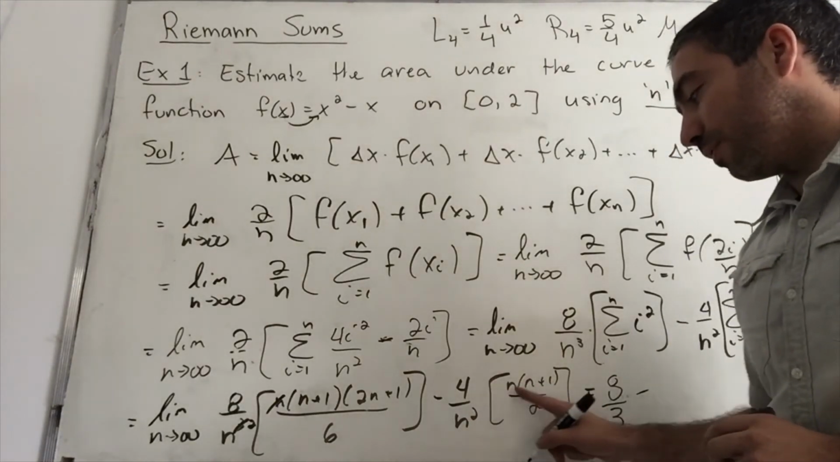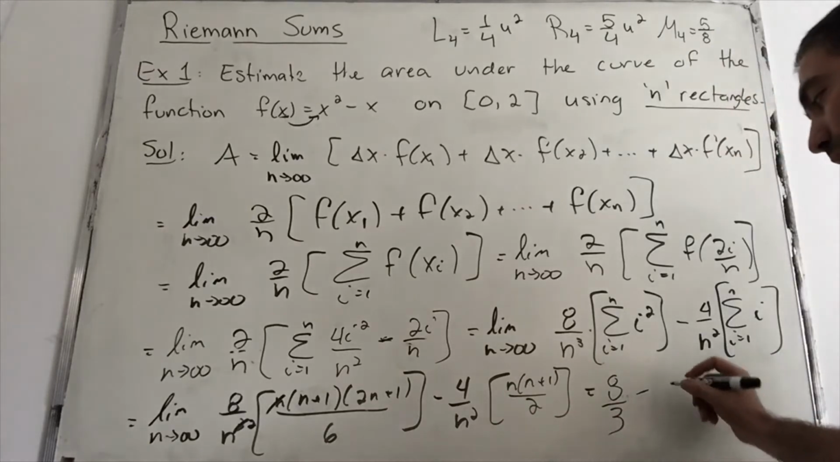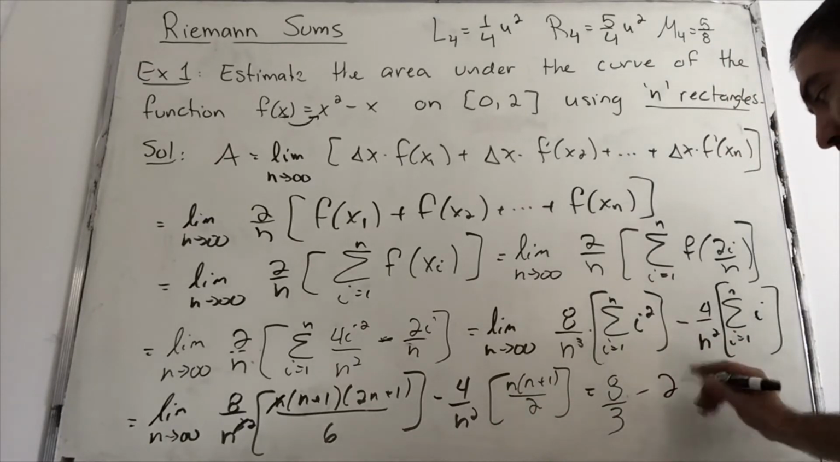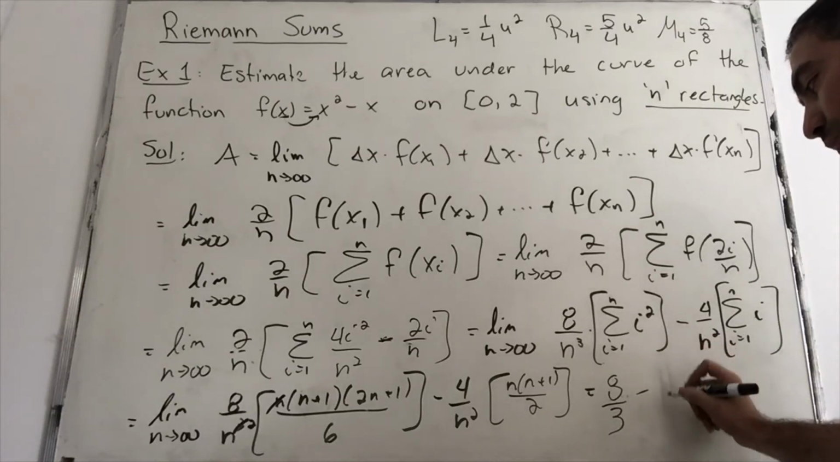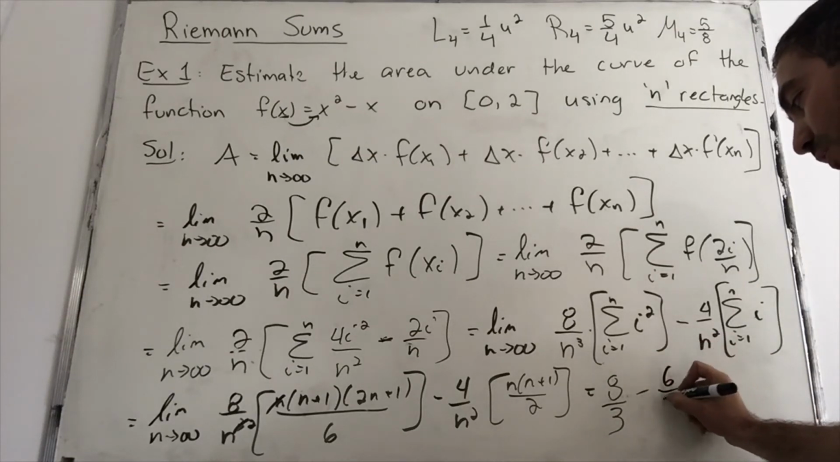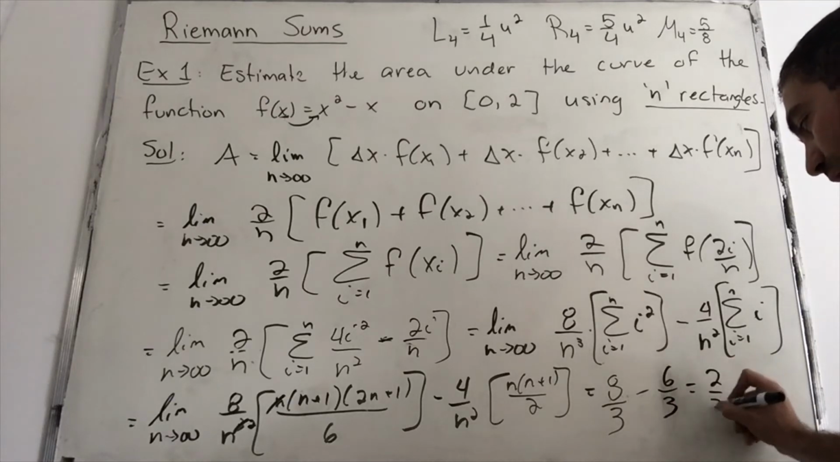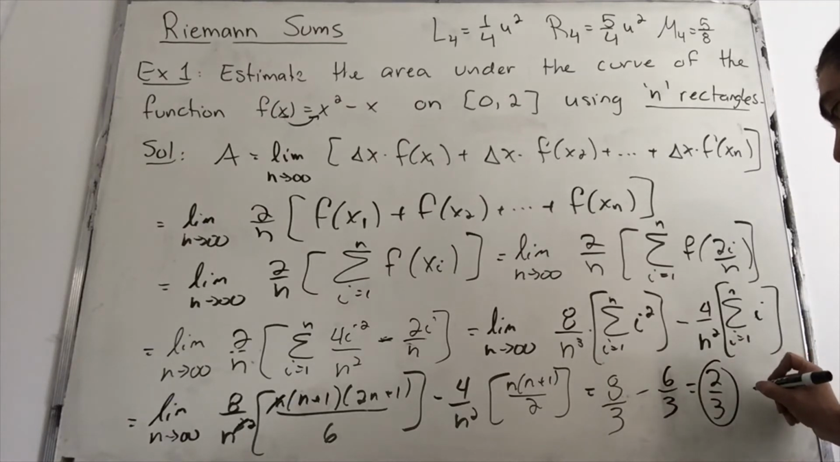So we take the coefficient in front, leaving us with 4 over 2, which is just 2. So 8 over 3 minus 2. 2 you can think of as 2 over 1, which is 6 over 3, and 8 over 3 minus 6 over 3 is 2 over 3, which is 0.66. And this is the actual value.